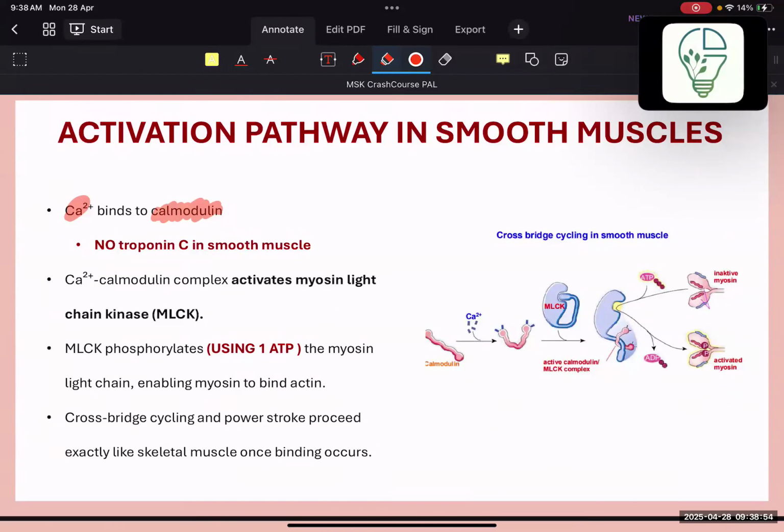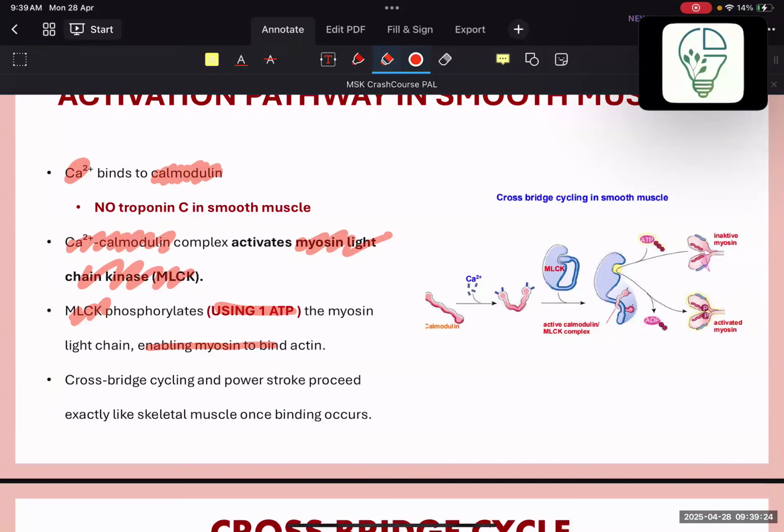So calcium binds to calmodulin. This calcium-calmodulin complex is going to activate the myosin light chain kinase. And then the myosin light chain kinase, using one ATP, will enable the myosin to bind to actin. Okay? So calcium binds to calmodulin. Calcium-calmodulin will activate myosin light chain kinase. Myosin light chain kinase will use one ATP to activate the myosin. And now your myosin can bind to actin and perform contractions. Okay?